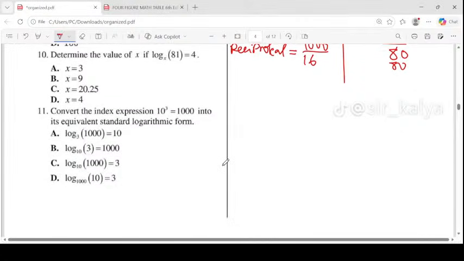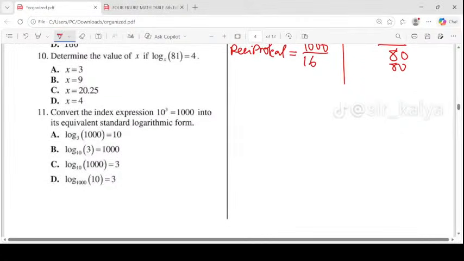Question number 10. Determine the value of x if log to base x of 81 is equal to 4. So that is in index form, in logarithmic form.